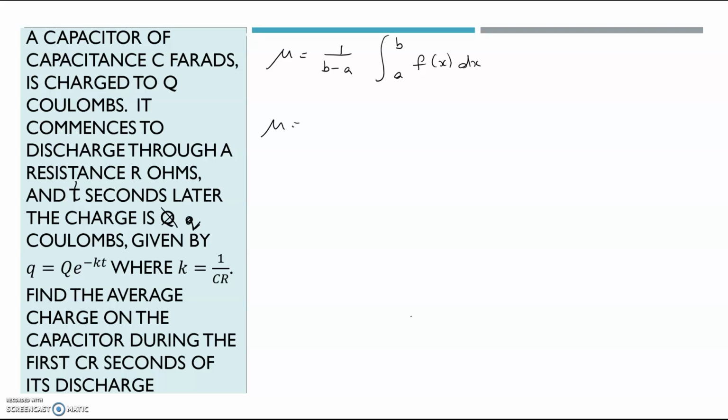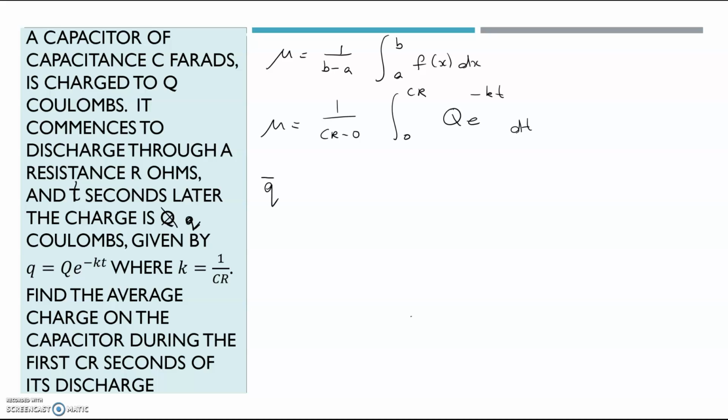Okay, let's go. In this case, we've got our limits between 0 and CR, and the function is capital Q e to the negative kt. And now I'm going to use that for the average charge.